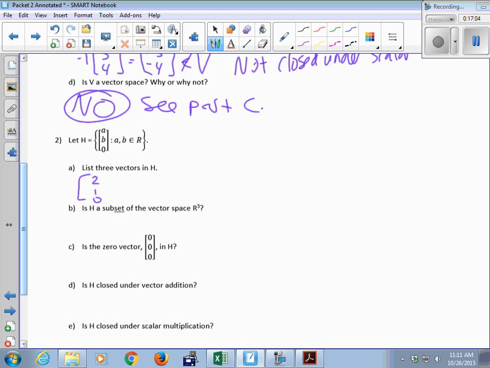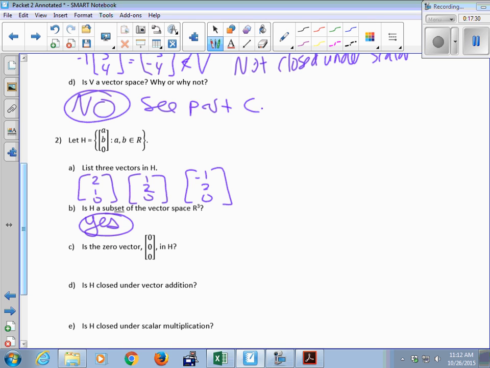(2, 1, 0). (1, 2, 0). Good. Just pick any real numbers a and b, throw them in the first two entries. The third entry has to be 0. Is H a subset of R3? Yes, it is definitely a smaller piece of R3.